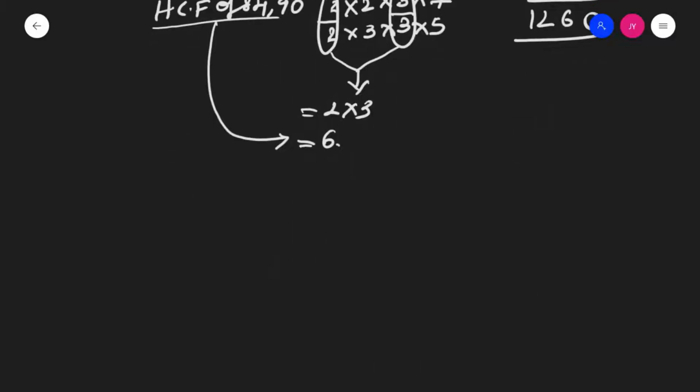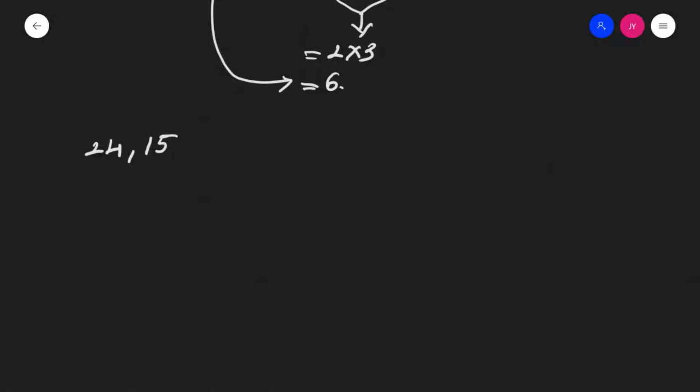Let's see another two numbers. I hope you got the same answers as this. Let's see 24 and 15. Let's prime factorize. 24, is it divisible by 2? Yes. 2 12s are 24. Is 12 divisible by 2? Yes. 2 6s are 12. Is 6 divisible by 2? Yes. 2 3s are 6, and 3 is the prime number itself.